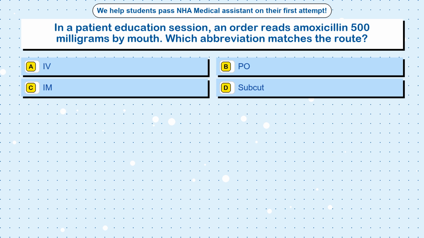Question 49. In a patient education session, an order reads amoxicillin 500 mg by mouth. Which abbreviation matches the route? Option A, IV. Option B, PO. Option C, IM. Option D, subcut.